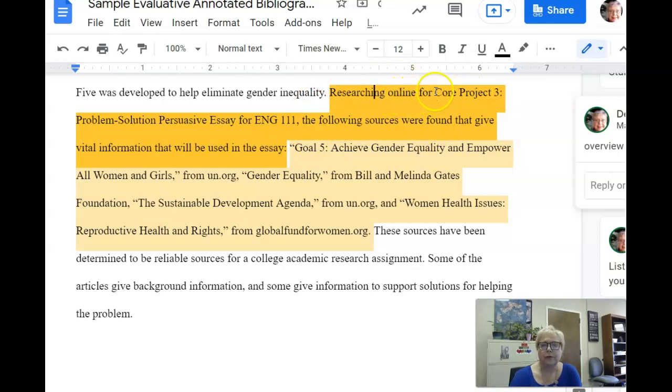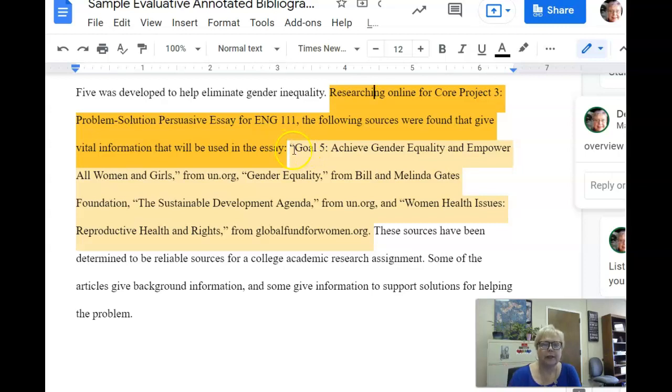You want to tell what you were researching for. You were researching for Core Project 3, problem solution persuasive essay for English 111. Yes, I want you to put that language in there because this is what you were researching for. The following sources were found that give vital information that will be used in the essay. And you could even make it in the past tense and say that vital information that was used in the essay. Another colon. Colons are great because colons say, and here it is.